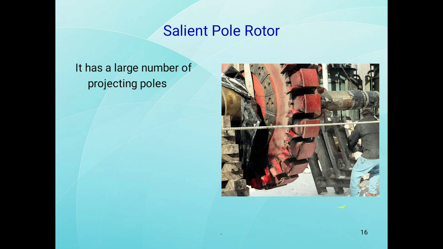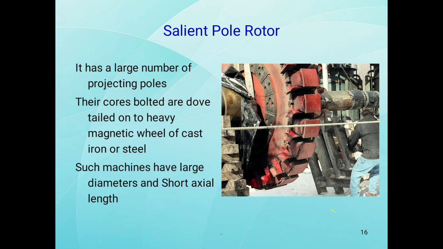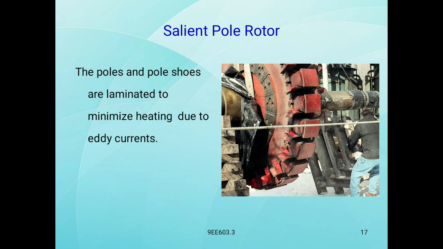The salient pole rotor has a large number of projecting poles. Their cores are bolted or dovetailed onto heavy magnetic wheels of cast iron or steel. Such machines have large diameters and a short axial length. The poles and pole shoes are laminated to minimize the heating due to eddy currents. It is used for low and medium speed machines.